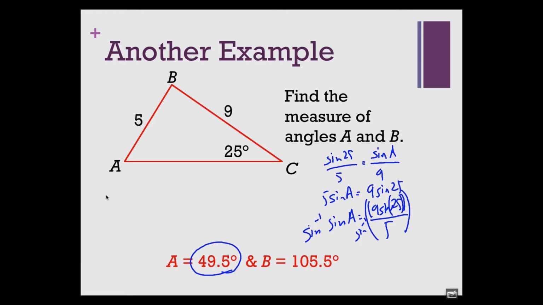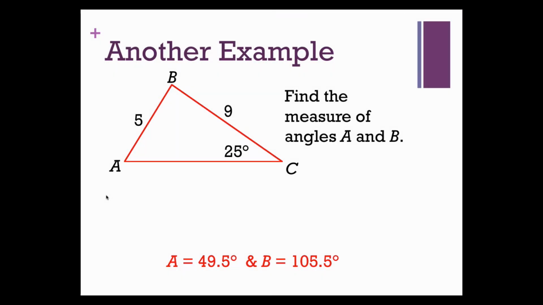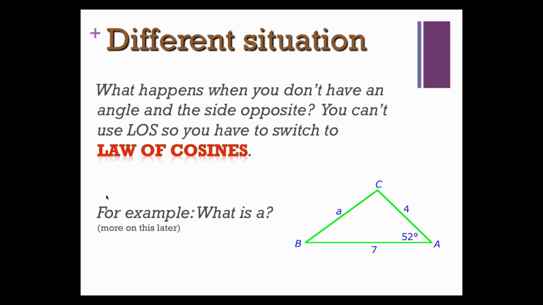All right, so what happens when we don't have that relationship of an angle and the side opposite it? Notice the triangle down in the lower right-hand corner. Law of sines won't apply here, because in order for law of sines to work, you have to have a side and the angle opposite it, or an angle and the side opposite it. When you don't have that relationship, you're going to use the law of cosines.